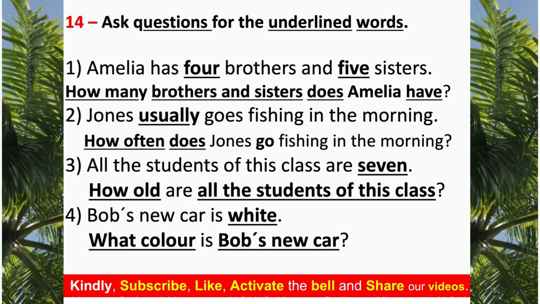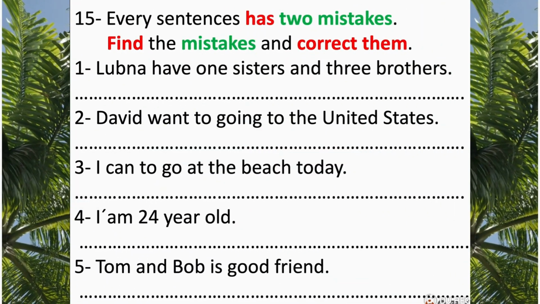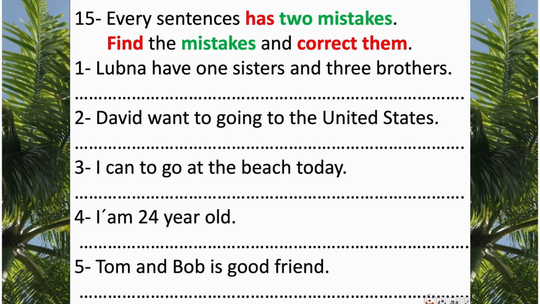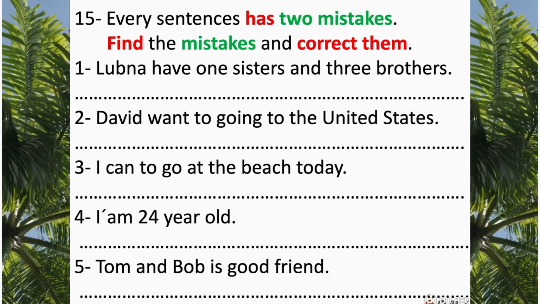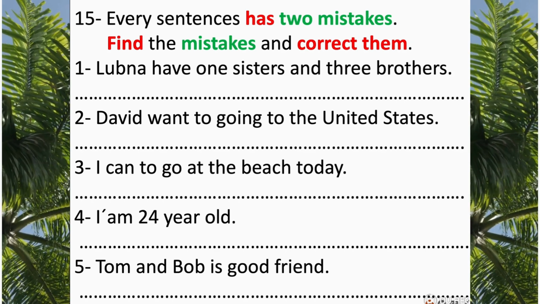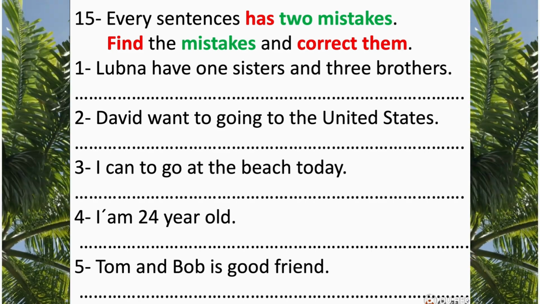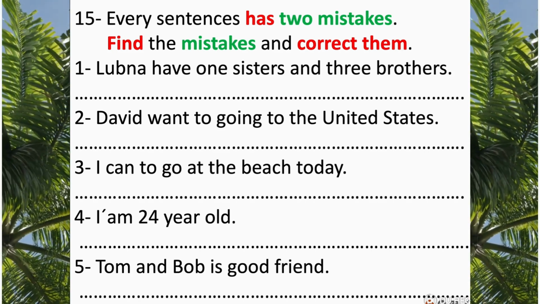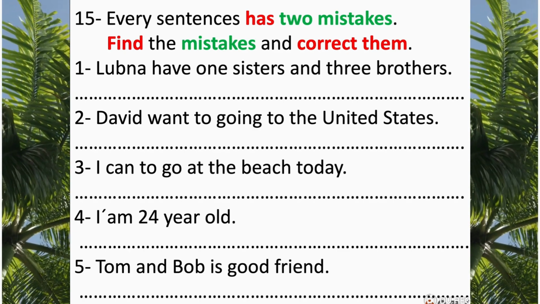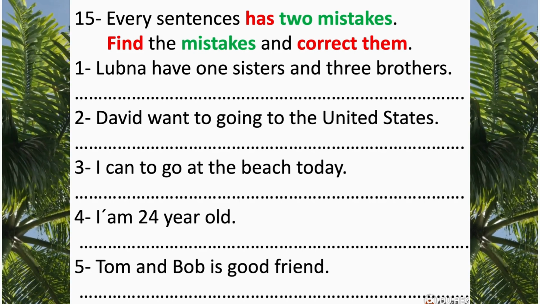Let's go to the last slide, slide number 15. In slide number 15, every sentence has 2 mistakes. Find the mistakes and correct them, or spot the mistakes and correct them. Sentence number 1. Lubna have 1 sister and 3 brothers. Let's find the mistakes.